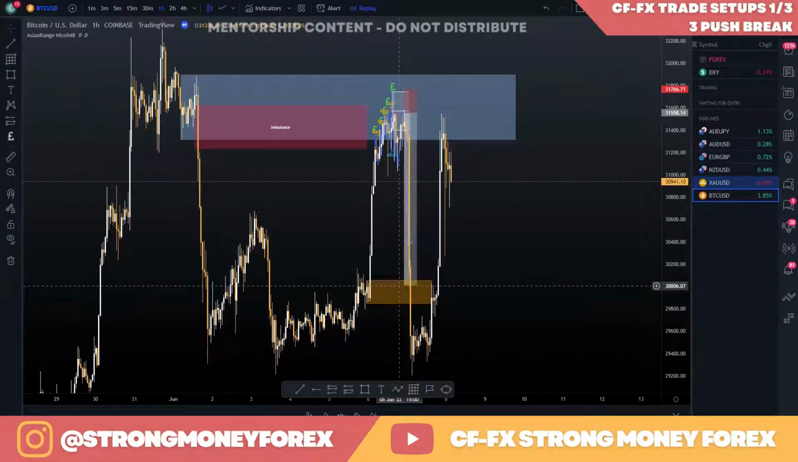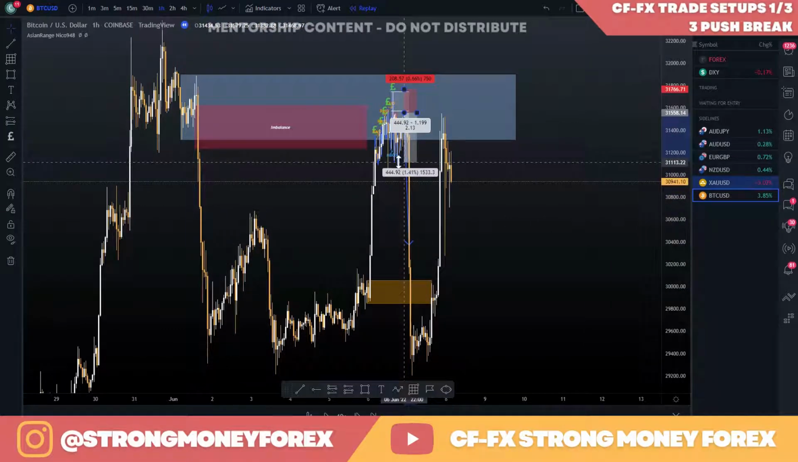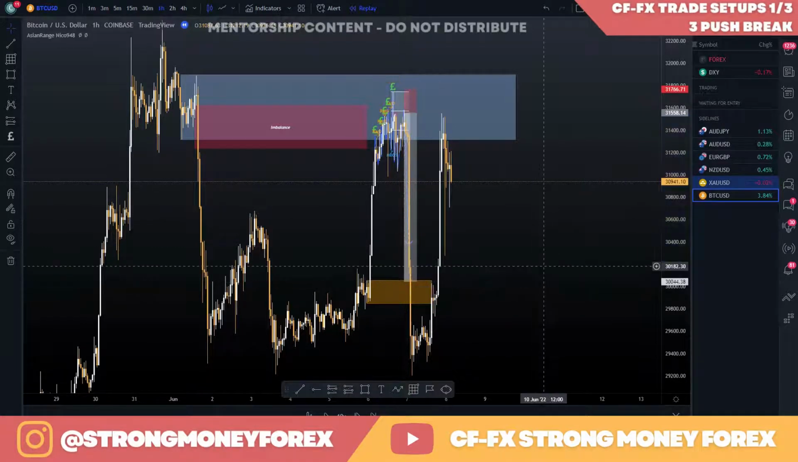We expect that to be blown, which it was. So that'd be my first target there. Okay, I would have taken my 2R out. I'd have taken my 4R out. And then my final target would have been there. I'd have been out the trade at a 7R, and I'd be really, really happy with that.